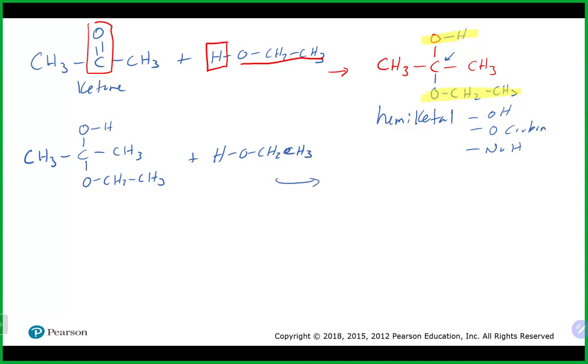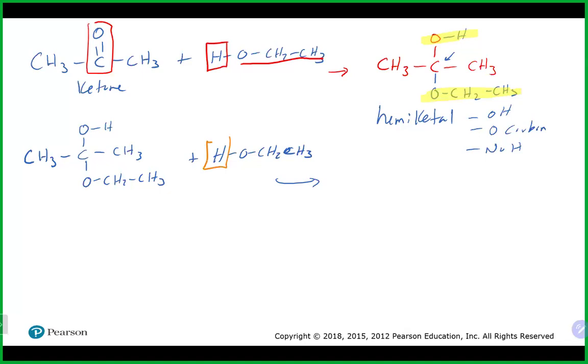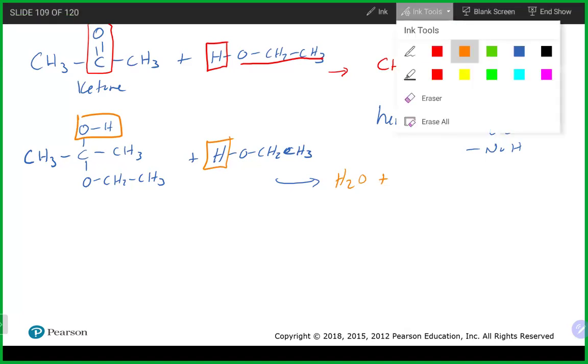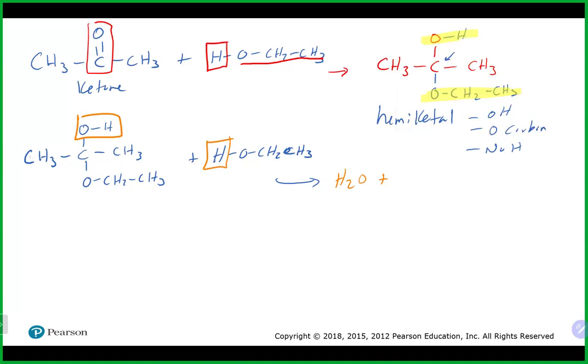Pretty much the exact same thing happens. We're going to make water. And again, we're going to take the H from there and the OH from there, and that is what's going to make water. And once we make that water, just like we did on the previous one, nothing else in the hemiketal changes. So this part of it is exactly the same. So you can just copy it exactly the way it is. So it just stays the same.